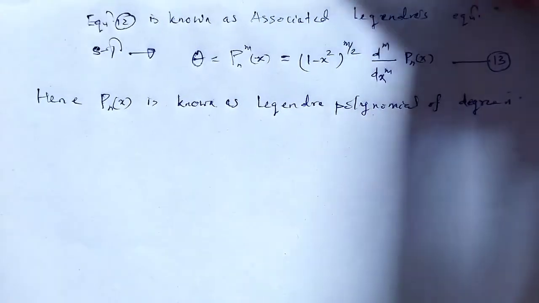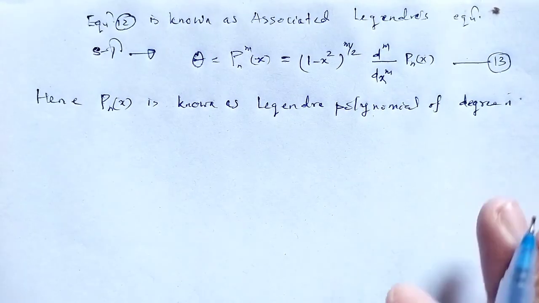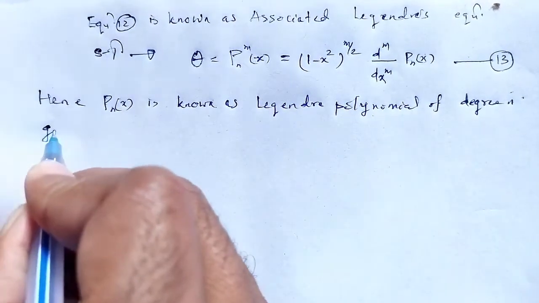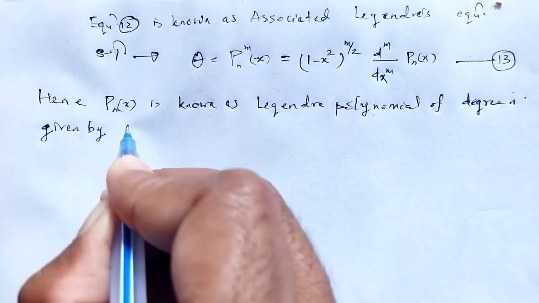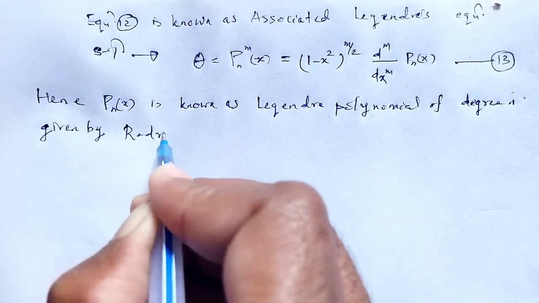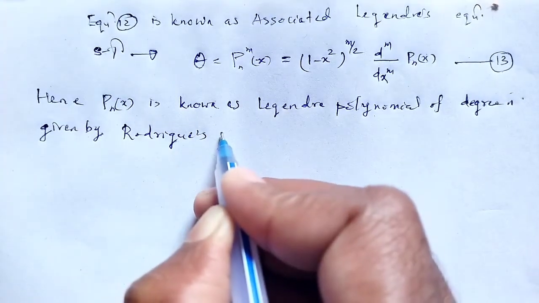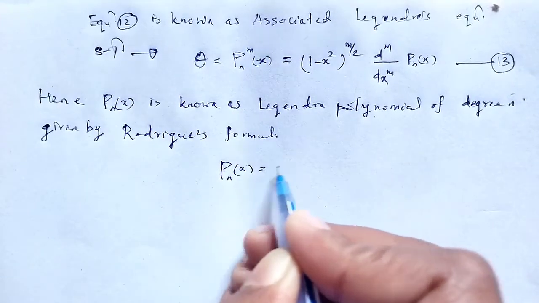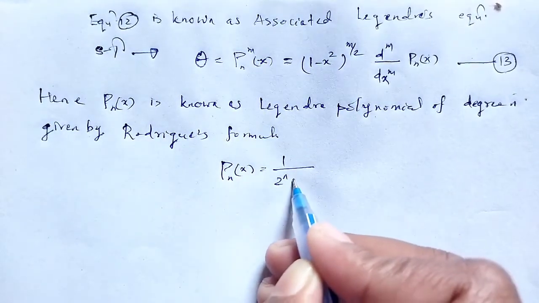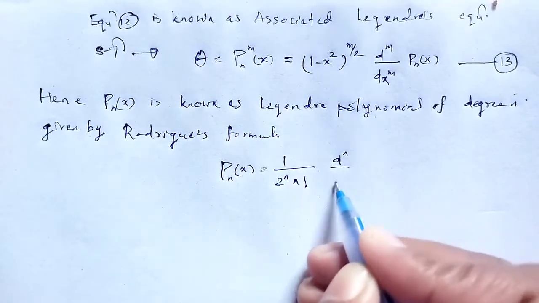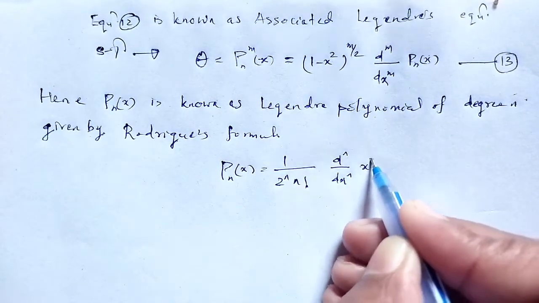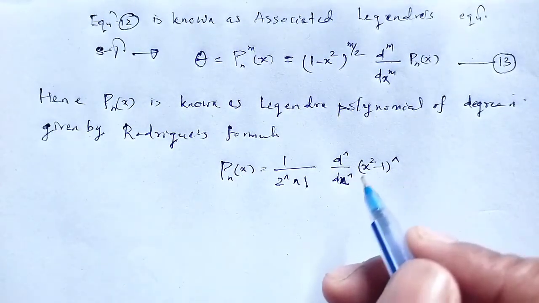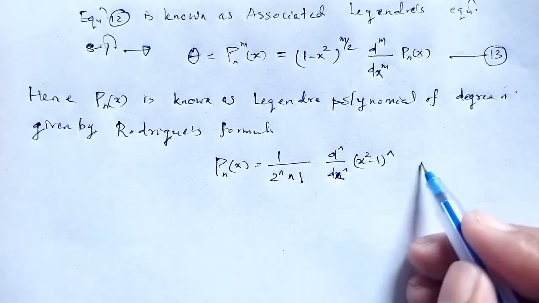Legendre polynomial of degree n is given by the Rodriguez formula. From the Rodriguez formula, we get that Pn of x is equal to 1 by 2 to the power n, n factorial, d^n by dx^n of (x square minus 1) to the power n. That is the Rodriguez formula.